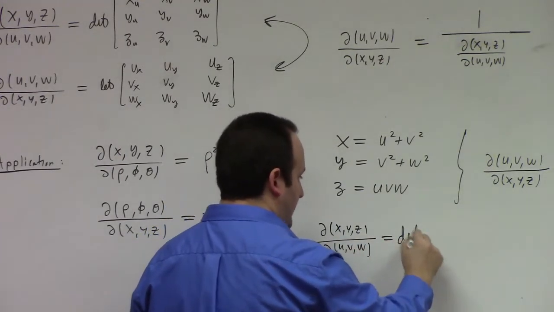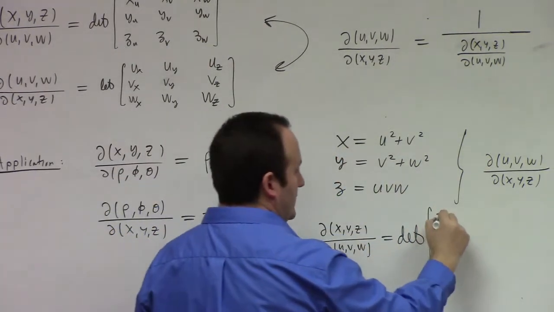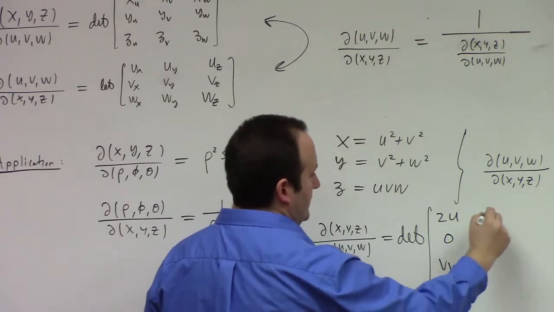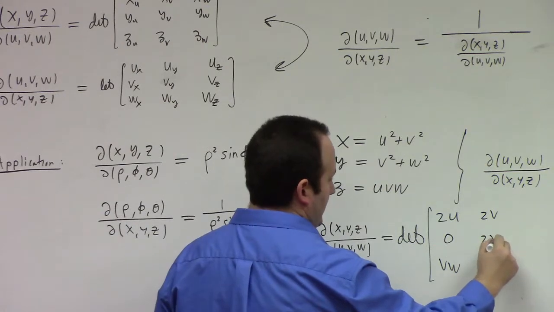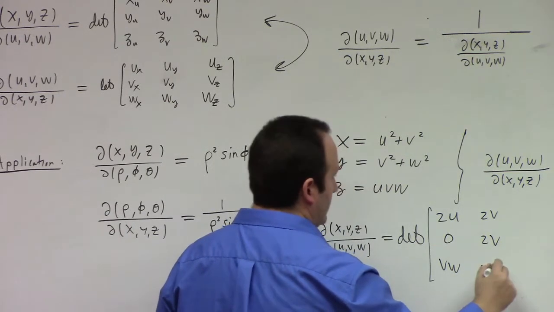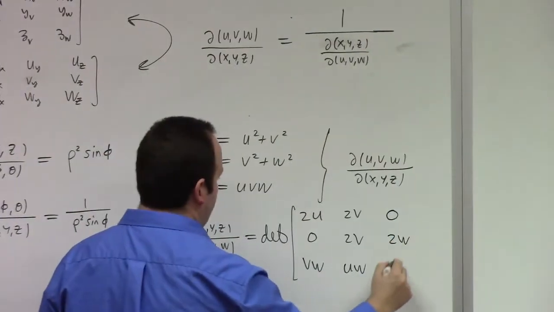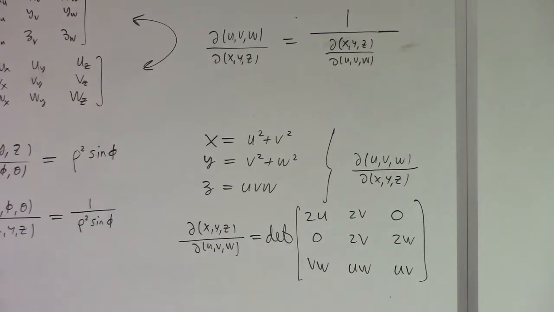That's just the determinant of 2u, 0, vw, 2v, 2v, uw, 0, 2w, uv, which you could calculate. If that's actually your homework problem, I'd be annoyed. I just made this up.